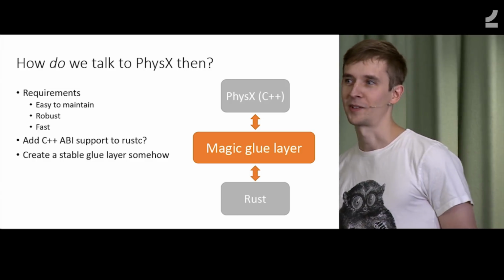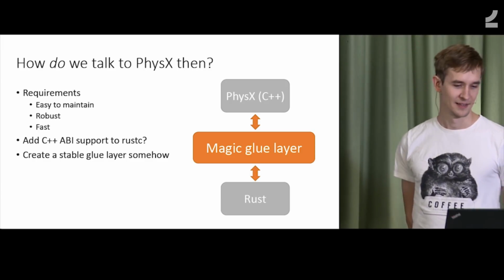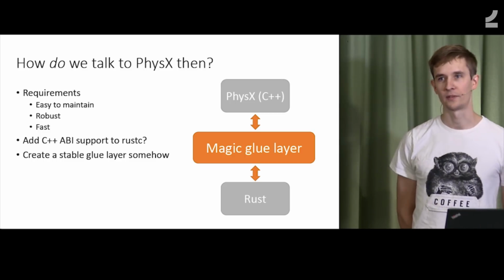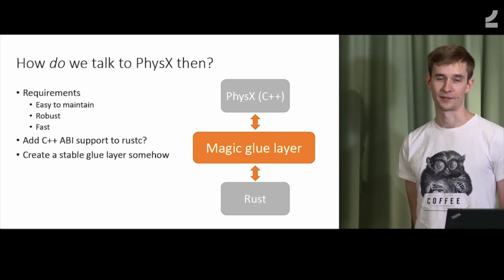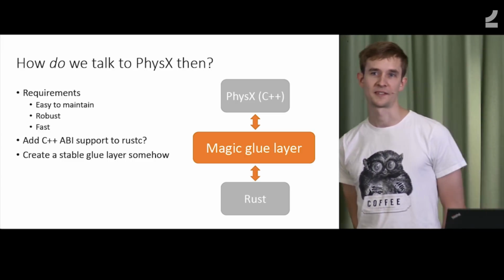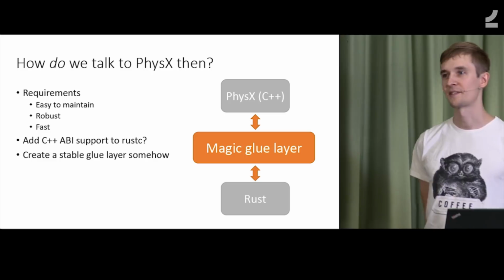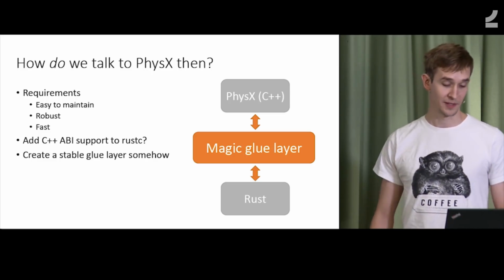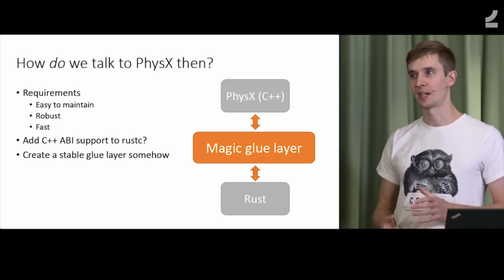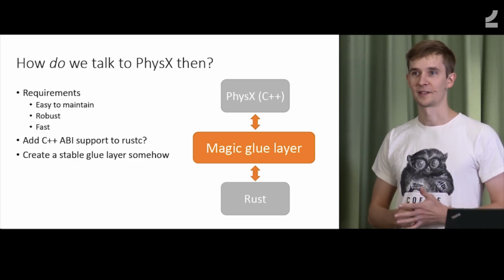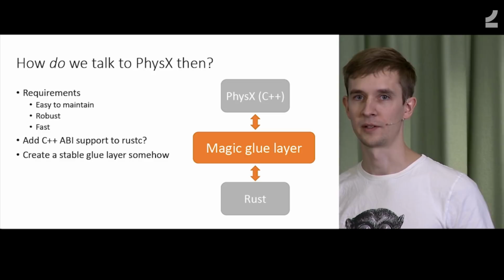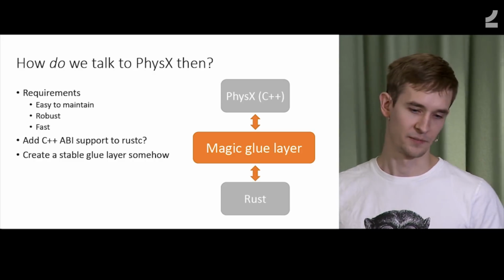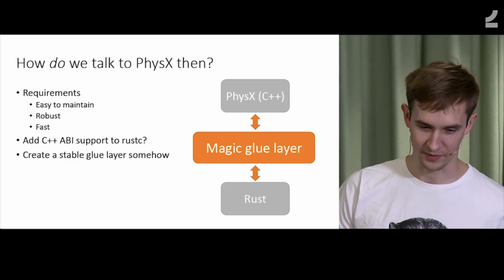So how would we talk to something like PhysX? We would like it to be easy to maintain, so we don't have to patch things up every time a new C++ standard comes out or a new version of the PhysX SDK comes out. We would like it to be robust so it doesn't break on some platforms. Like we don't want to support just Windows, we want it to be cross-platform. And we would like it to be fast because those API calls will be plentiful. So if you have tens of thousands of simulated units or objects in the scenes, we'll be making API calls for all of them in a single frame. And that's a lot of calls.